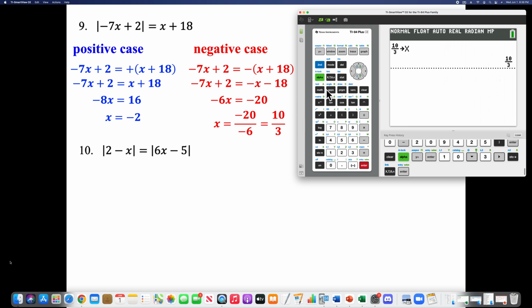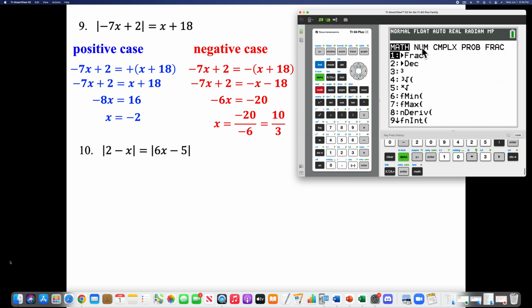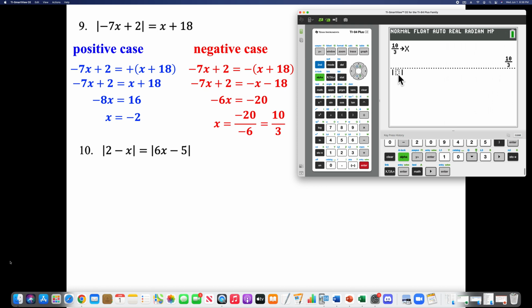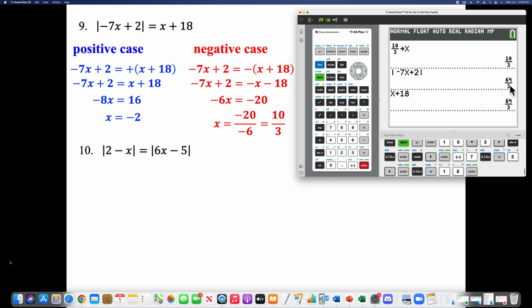It works. So math, go to NUM. That's your absolute value function right there. There's my absolute value bars with the text box. So negative 7x plus the 2. Enter it. 64 over 3. Then type in x plus 18. Enter. 64 over 3. So both of them worked.